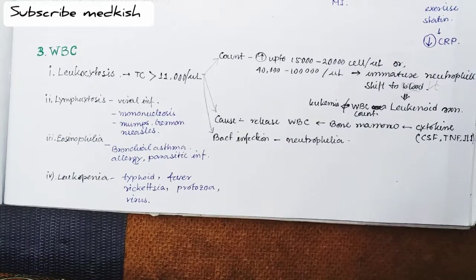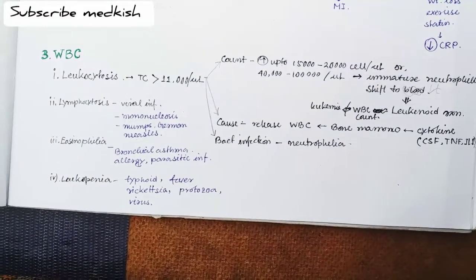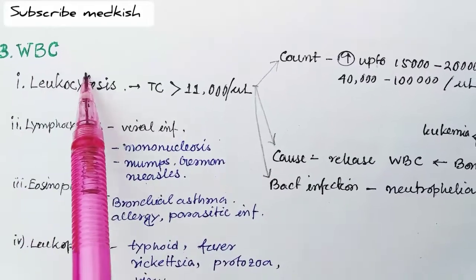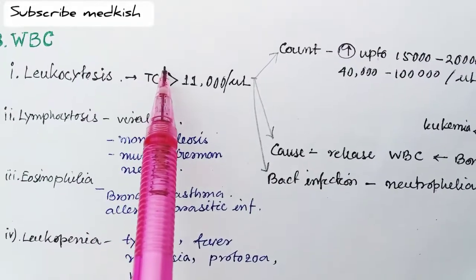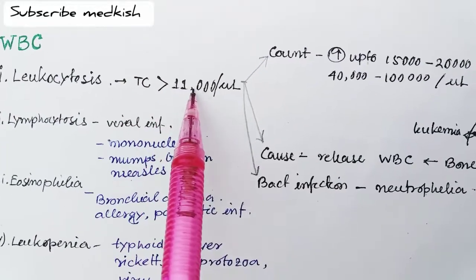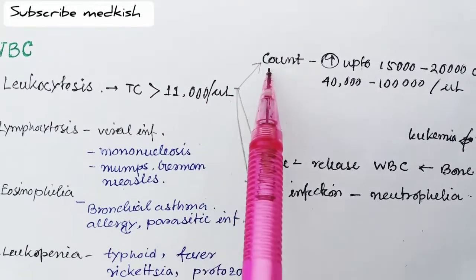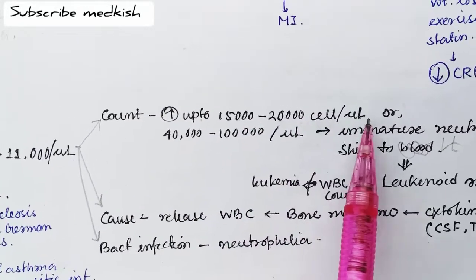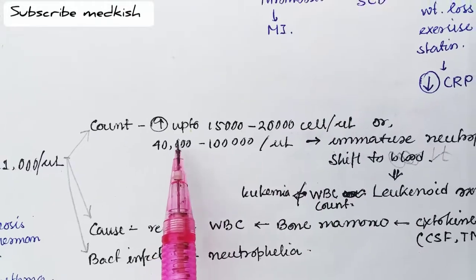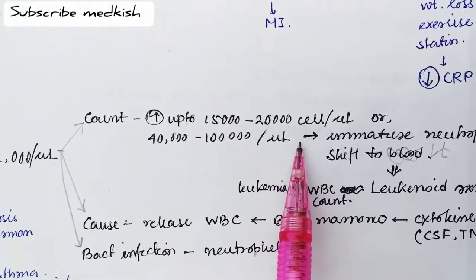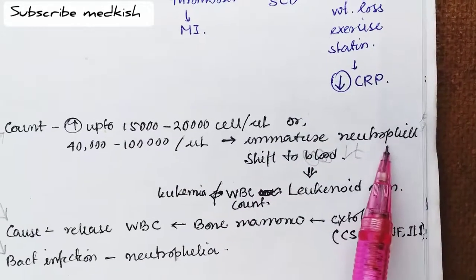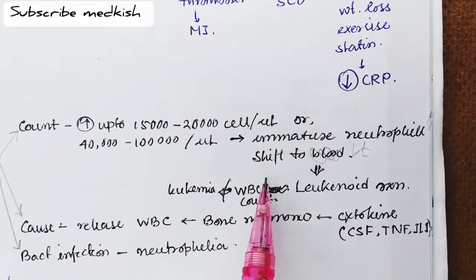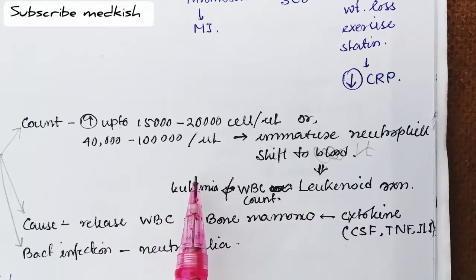The third point of the systemic effect of inflammation is the change in the WBC. Leukocytosis occurs when the total leukocyte count is greater than 11,000 per microliter. The count may increase up to 15,000 to 20,000 cells per microliter, or it increases to 40,000 to 1 lakh per microliter, with immature neutrophils, a shift to the left.